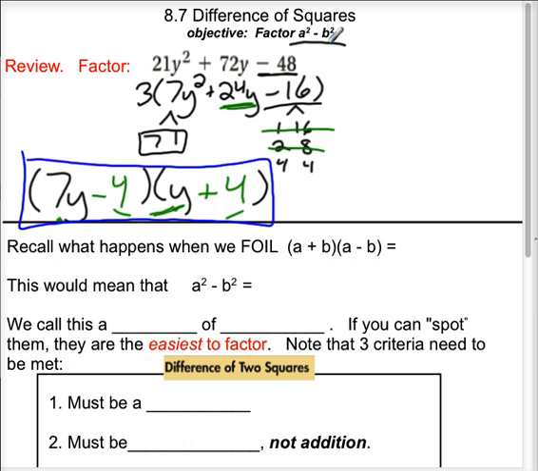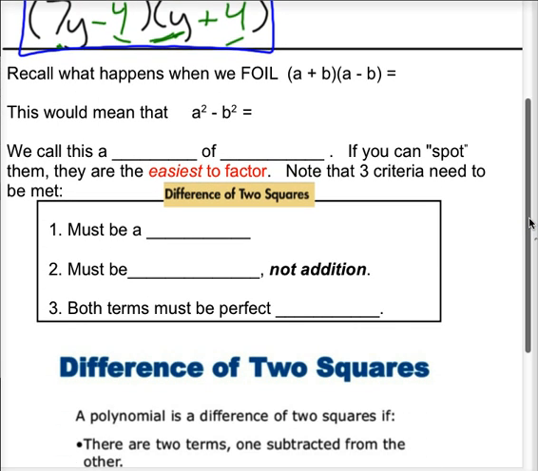Now, there are some special problems that can't be solved that way. So I'm going to review really quickly. When we FOILed something that looks like this, remember, we ended up getting that. So, since we're talking about unfoiling, we need to talk about what to do with that case. What happens when we start with the form a squared minus b squared? Now this is called a difference of squares.